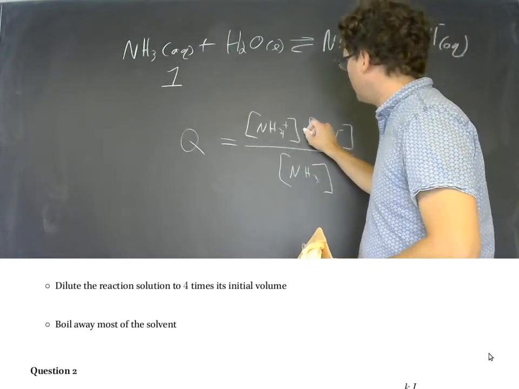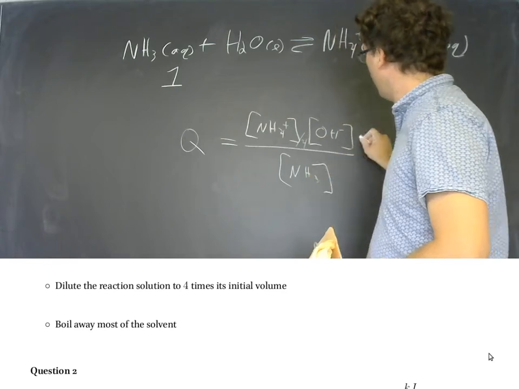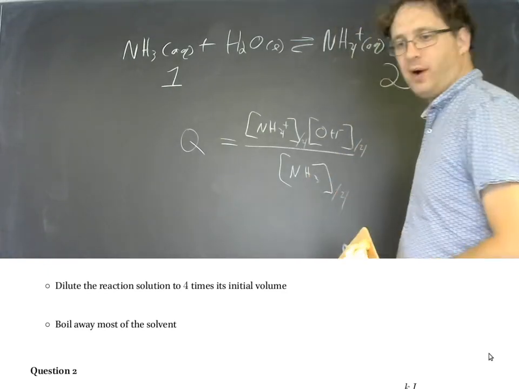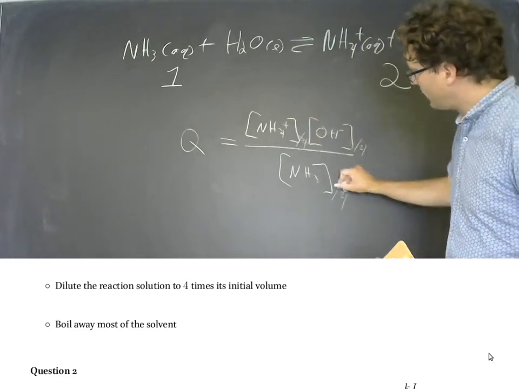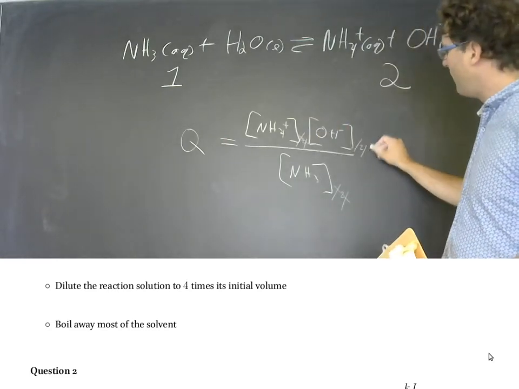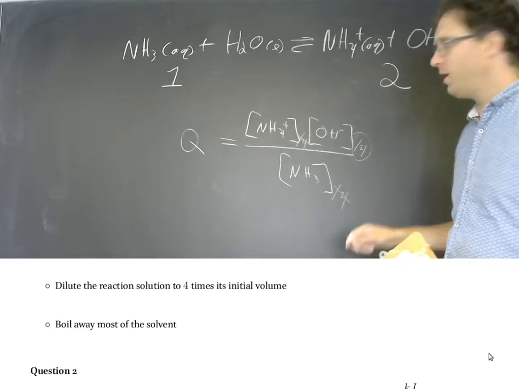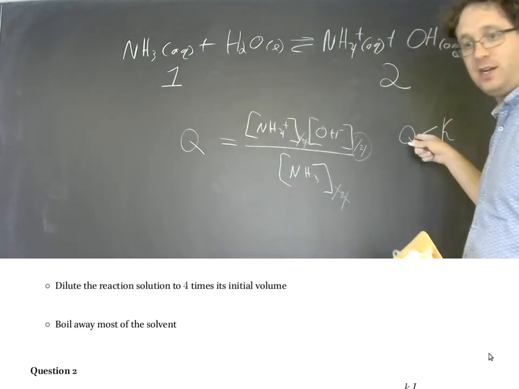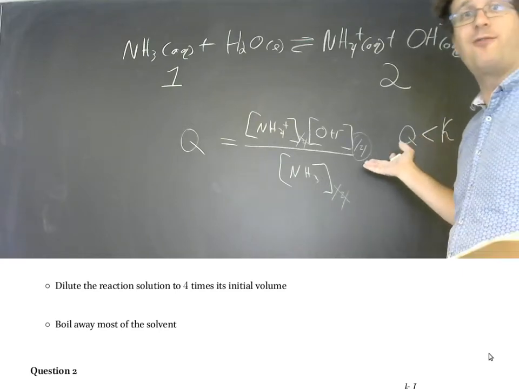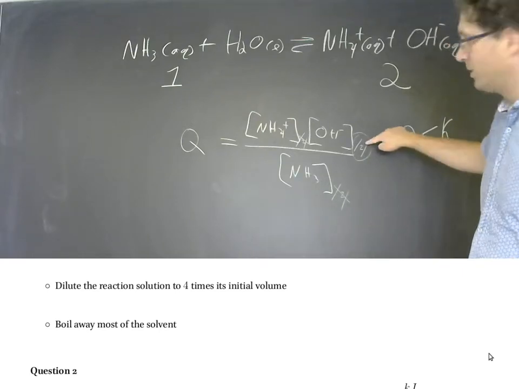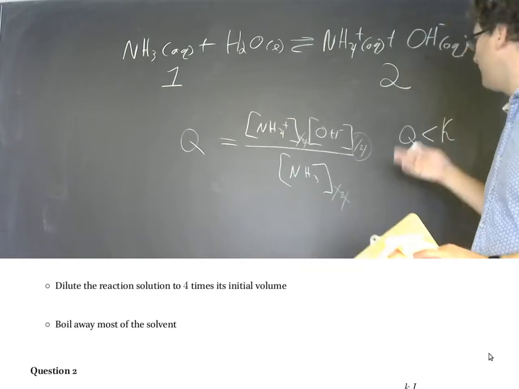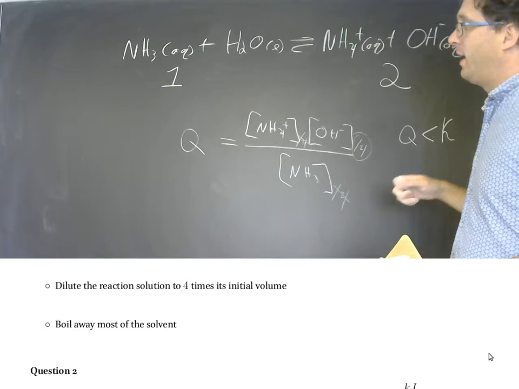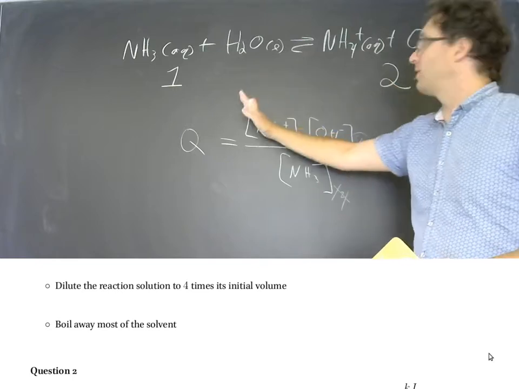We'll divide this number by 4, we'll divide this number by 4, and we'll divide this number by 4. Well, 2 of those will cancel out, and we'll be left with 1 division by 4. That means that Q will be less than K. In fact, Q will be equal to exactly 1/4 of the value for K, because we divided by 4 there. And if Q is less than K, then it needs to shift to the right. That's why a dilution is going to shift this reaction to the right.